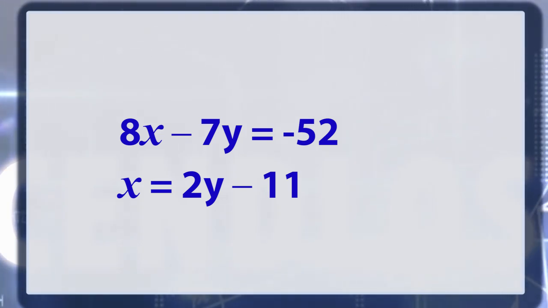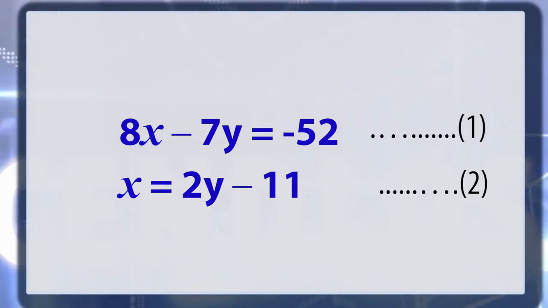Again, let us label the equations as 1 and 2. So we have 8x minus 7y is equal to negative 52, and we label this as equation 1. And then x is equal to 2y minus 11. This is equation 2. Now remember we said you have to make one of these variables the subject. And since x is equal to 2y minus 11, x is already written as the subject of the equation.